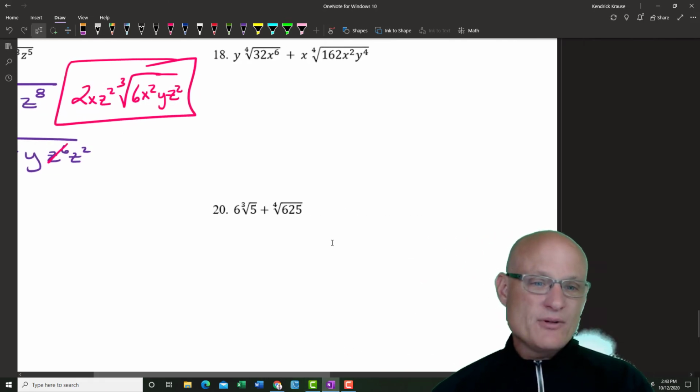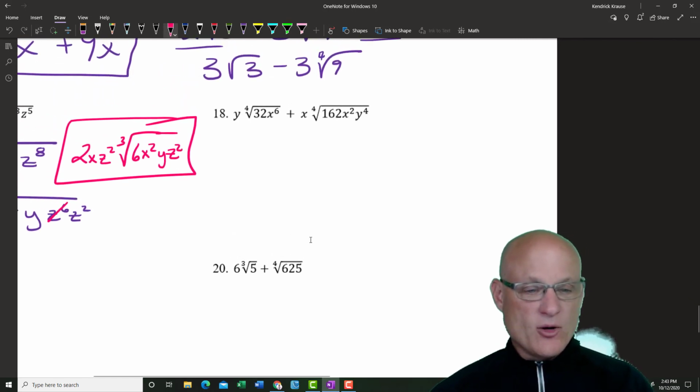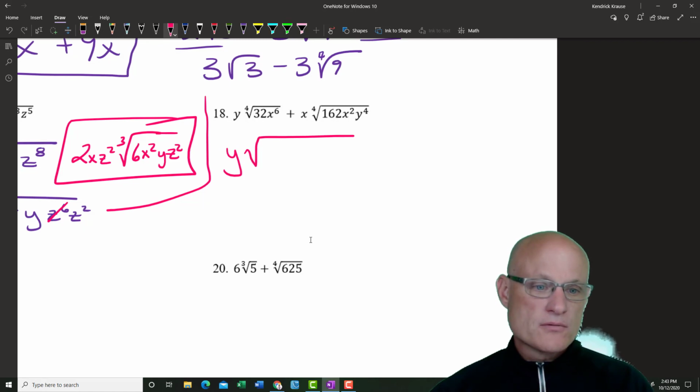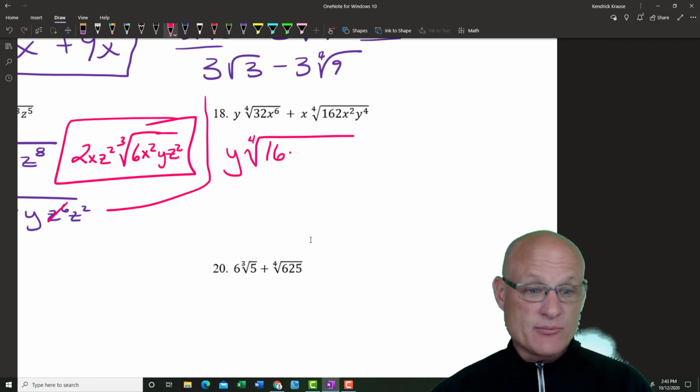Oh man, what the heck? Adding and subtracting again. All right, no big deal. This one looks really, really crazy. You'll never get one on a test like this, but whatever. Let's play around with it. All right, so 16 is a perfect fourth. So we're going to be 16 times 2. X to the 4th, x squared.